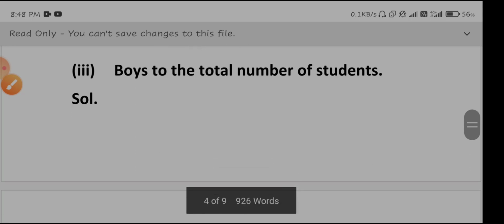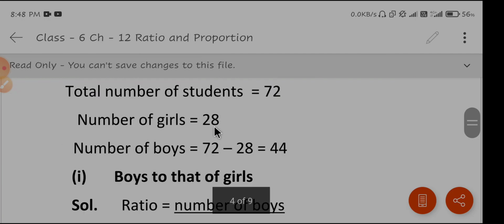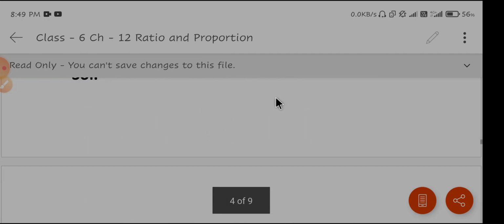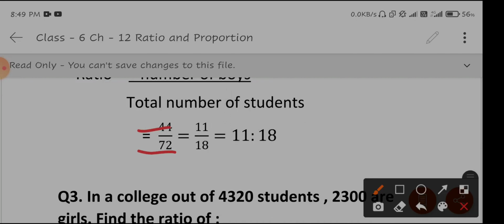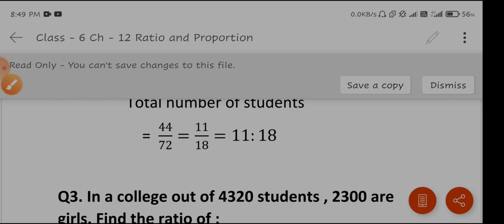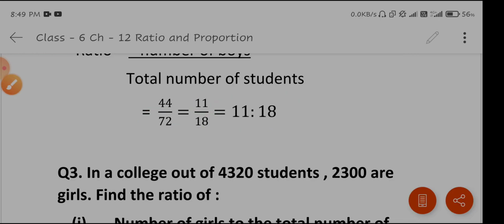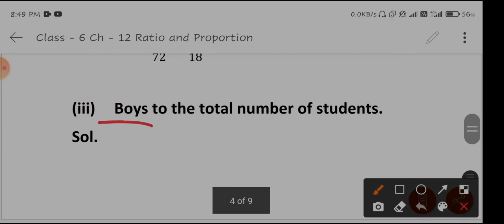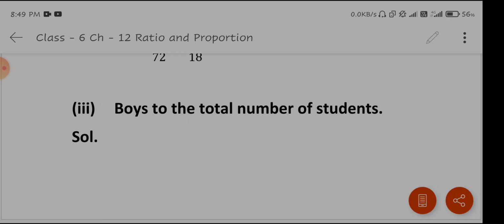The next one, boys to the total number of students. Here boys is given and here total number of students. So write here number of boys upon total number of students. So boys are 44, number of students are 72. So 4 ones are 4, 4 ones are 4, means if you divide 44 by 4, you get 11, and 72 will come 18 times, so 11:18. Nothing you have to do, you have to write according to the given question. If boys to the total number of students, it means boys upon total number of students. You have to find the ratio.